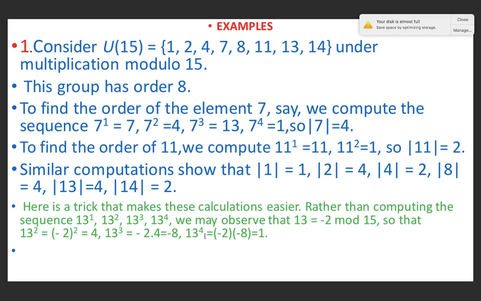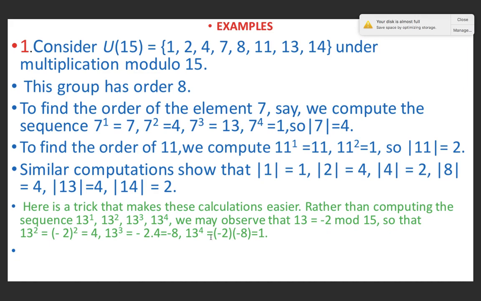13 raised to 4 means 13 is minus 2 and 13 cubed is minus 8. So minus 2 into minus 8 is minus 16. If we divide minus 16 by 15, the remainder is 1. So we have reached 1. So this is another way of calculating larger terms.